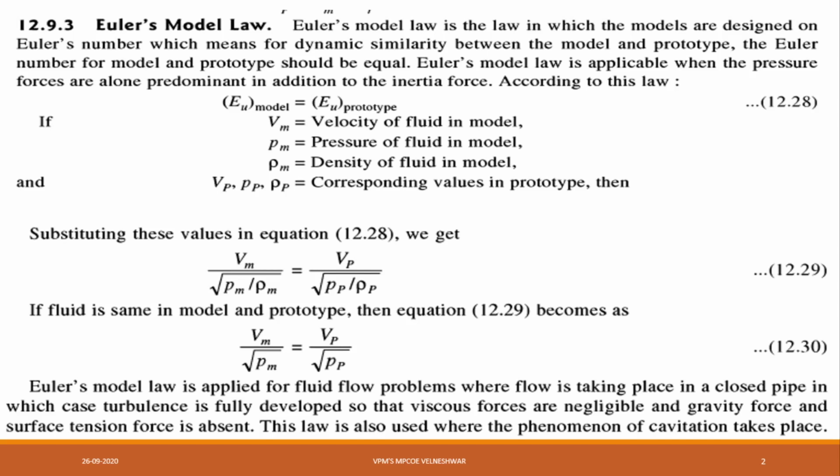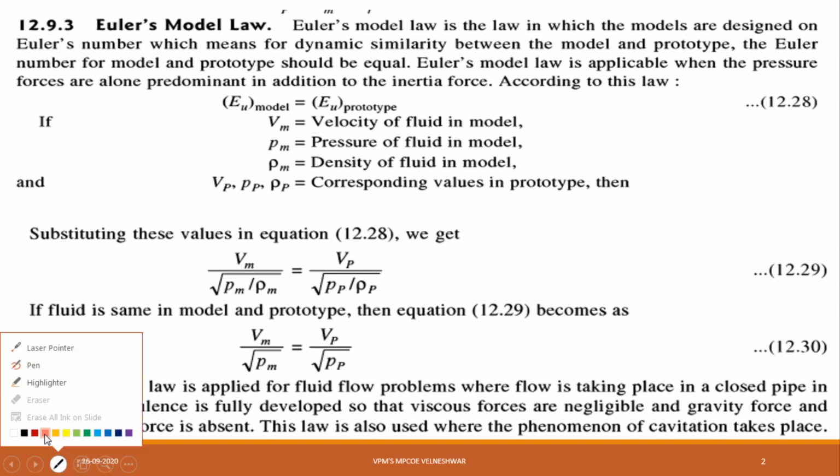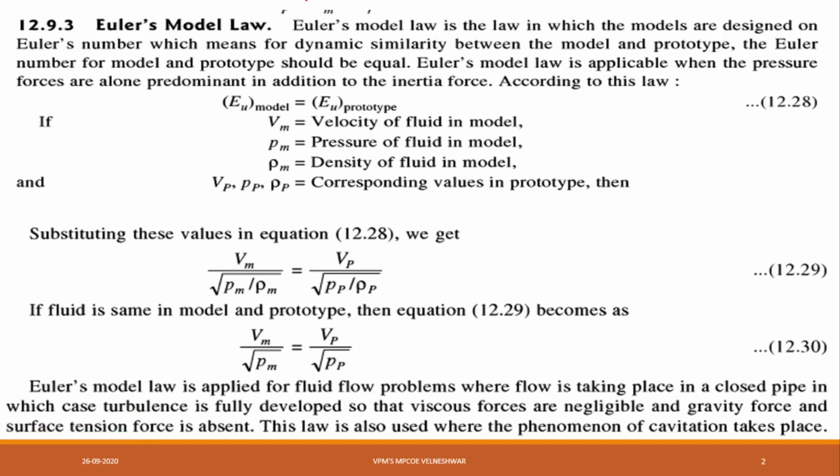Euler's model law is a law in which the models are designed on Euler's number, which means for dynamic similarity between the model and prototype. Here, as per our topic, we will see both the prototype and the model. What we have to do is make the model and prototype equal.